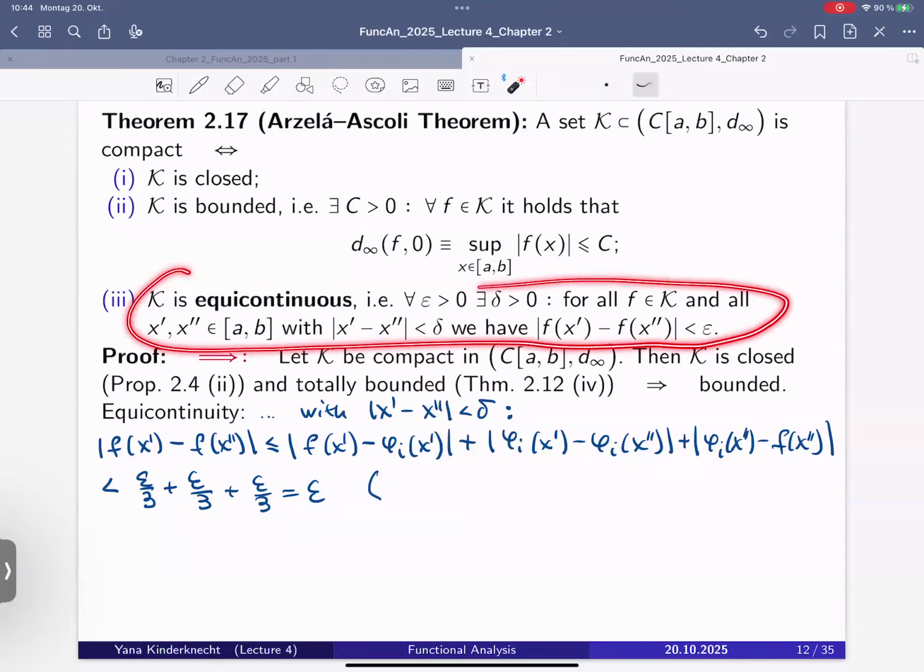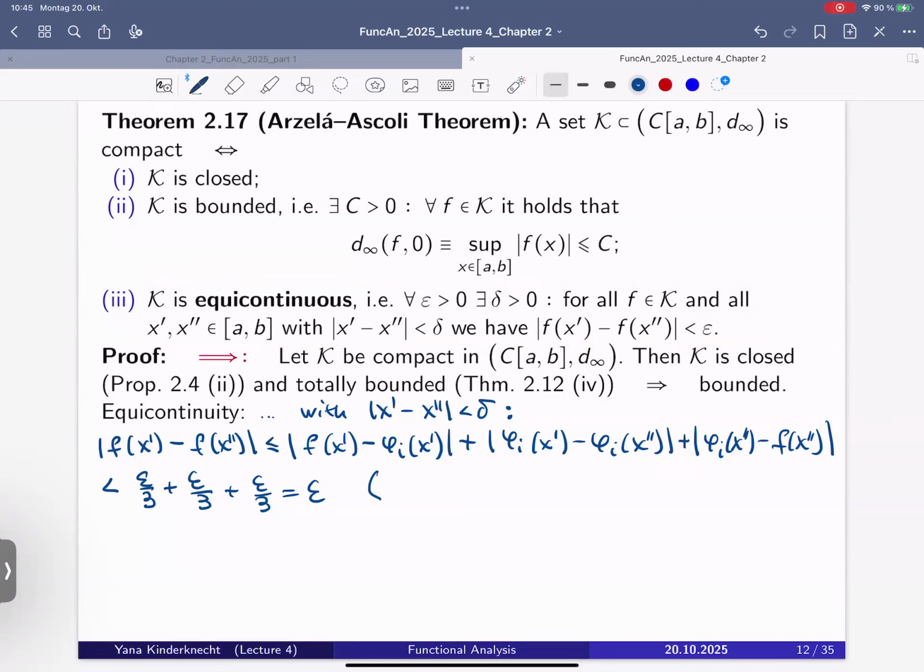Everything is okay. I'm just elaborating on one more step because F is an epsilon over 3 net with the supremum norm. If we write the supremum, this then means that for any point it is true. In particular, for this point.